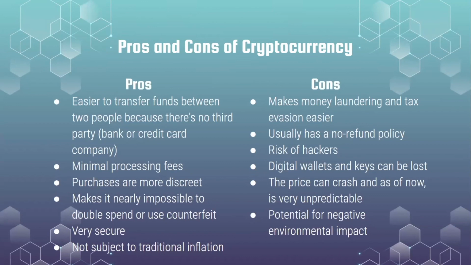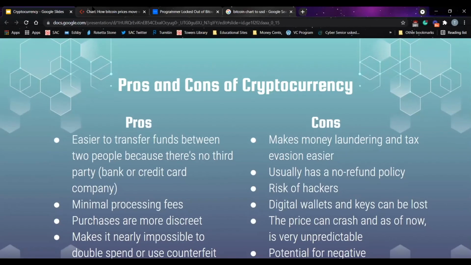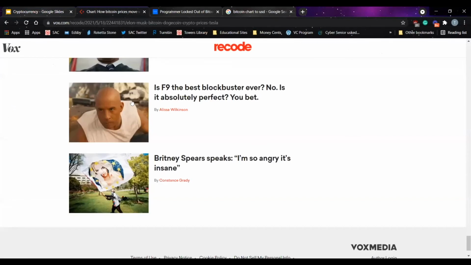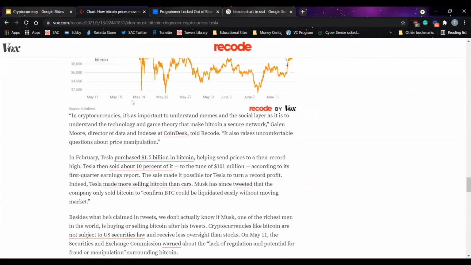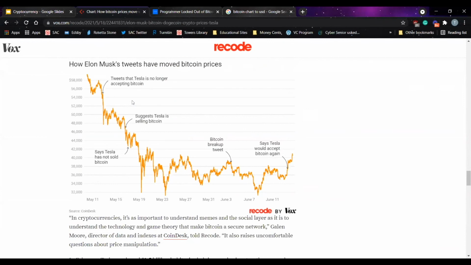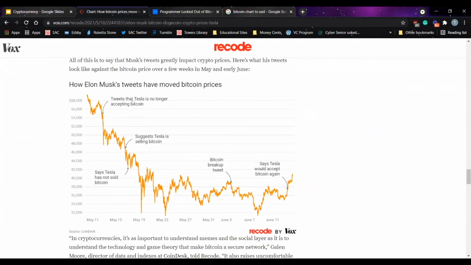One more thing that I'll add into that cons list is that it's very influenced by what's going on in the news in ways that other investments like real estate or traditional stocks aren't. So an example of that is Elon Musk. He's the founder and CEO of Tesla, SpaceX, and a lot of people look at him for their decisions.